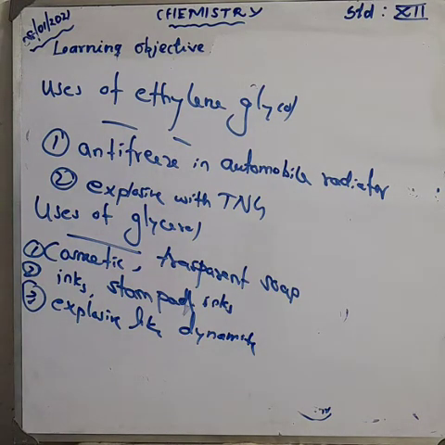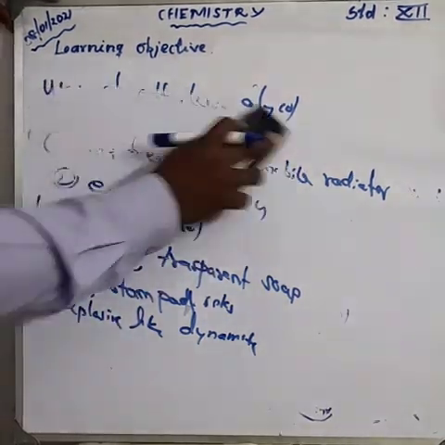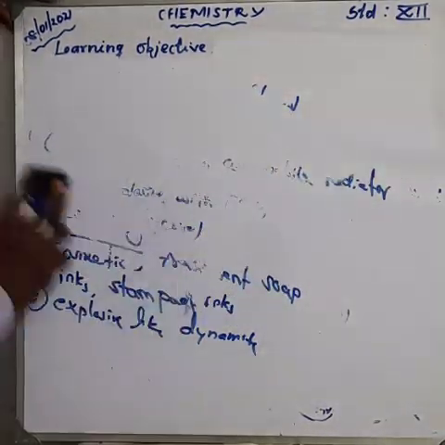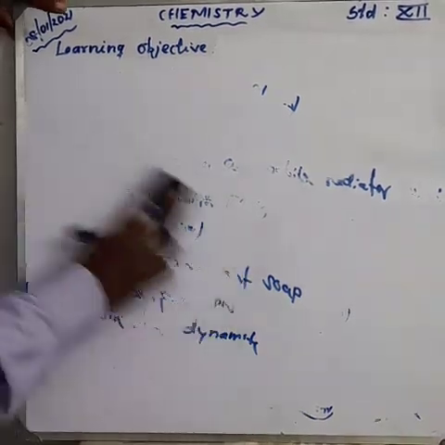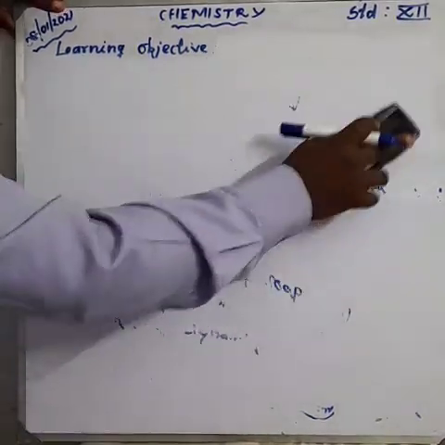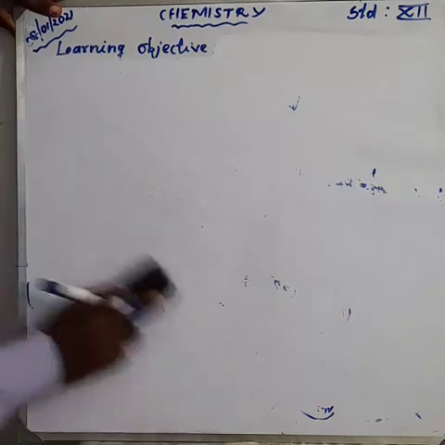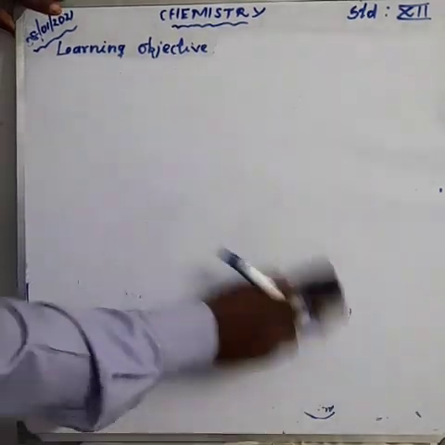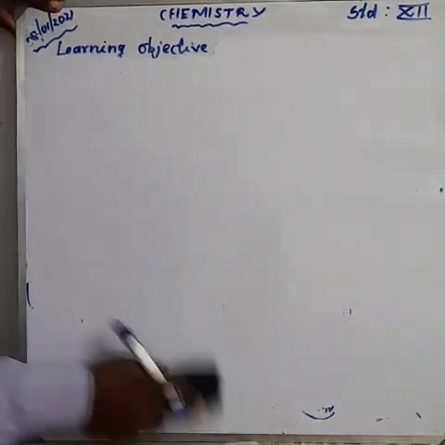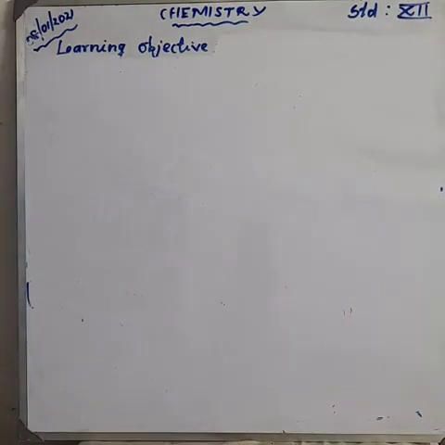Try to learn the uses of alcohol. That is one of the important 3 mark and 5 mark questions. Anyhow, one more question we should learn is the catalytic dehydrogenation of ethanol. And one more reaction is the esterification reaction. There are 2 equations also. Try to learn this question.